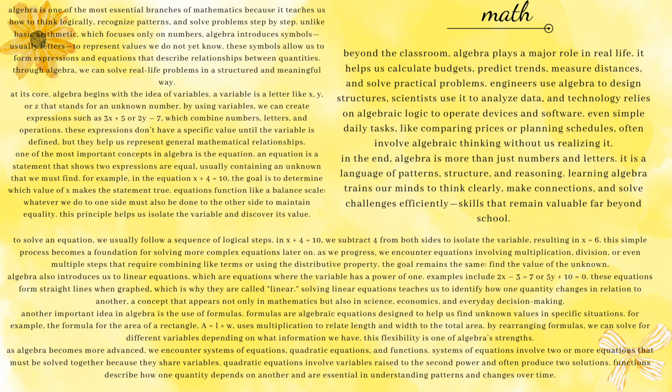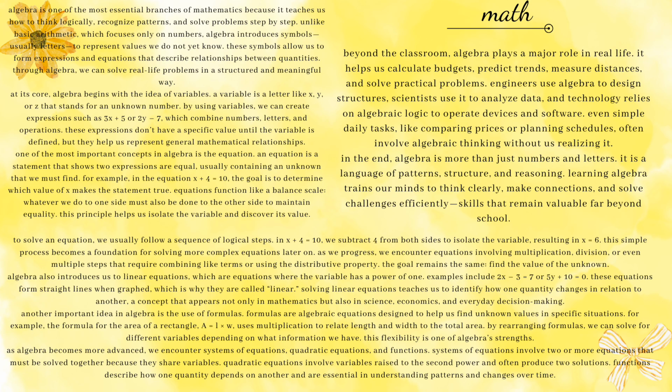Another important idea in algebra is the use of formulas. Formulas are algebraic equations designed to help us find unknown values in specific situations. For example, the formula for the area of a rectangle, A equals L times W, uses multiplication to relate length and width to the total area. By rearranging formulas, we can solve for different variables depending on what information we have. This flexibility is one of algebra's strengths.